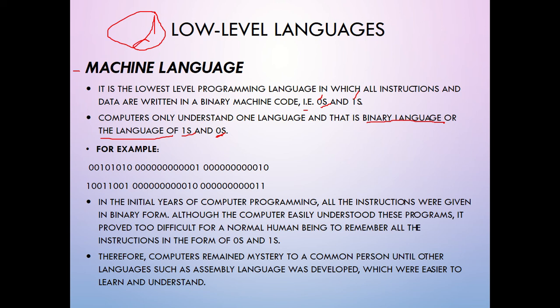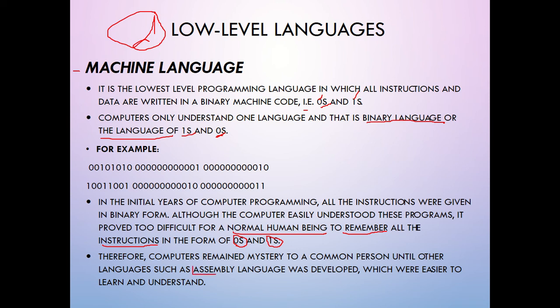In the initial years of computer programming, all instructions were given in binary form. Although the computer easily understood these programs, it was too difficult for a normal human being to remember or understand all the instructions in the form of zeros and ones. This is a problem only for humans, because binary numbers are understood by computers only. Therefore, computers remained mysterious to the common person until other languages such as assembly language were developed.